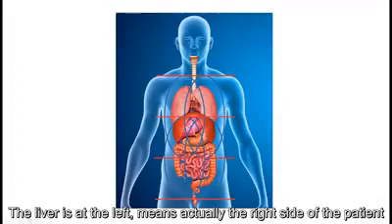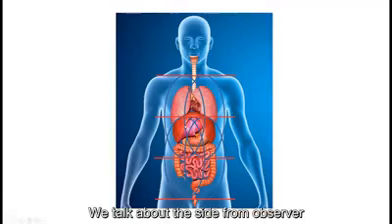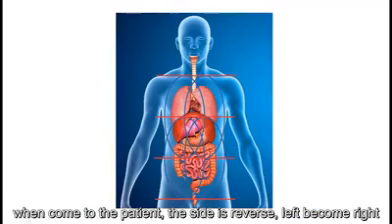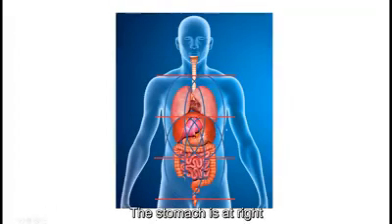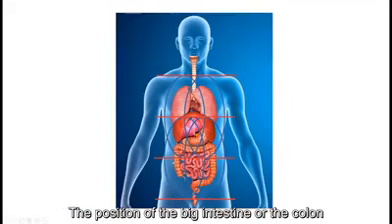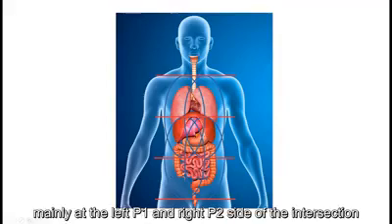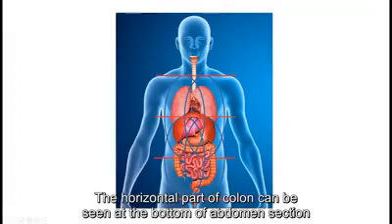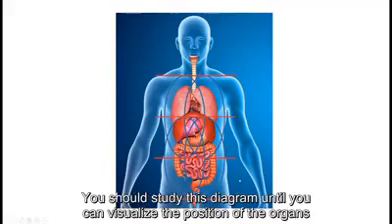The liver is at the left, which means actually the right side of the patient. We talk about the side from the observer's view. When it comes to the patient, the side is reversed; left becomes right. The stomach is at the right. The position of the big intestine, or the colon, is mainly at the left P1 and right P2 sides of the intersection. The horizontal part of the colon can be seen at the bottom of the abdomen section. You should study this diagram until you can visualize the position of the organs.